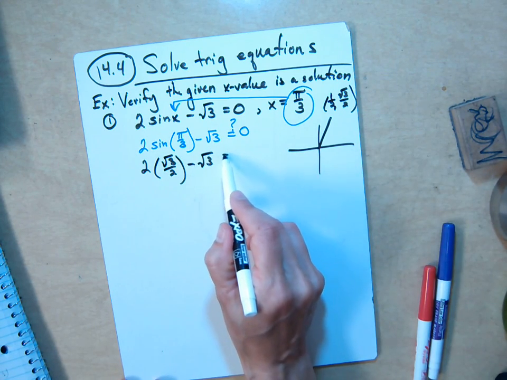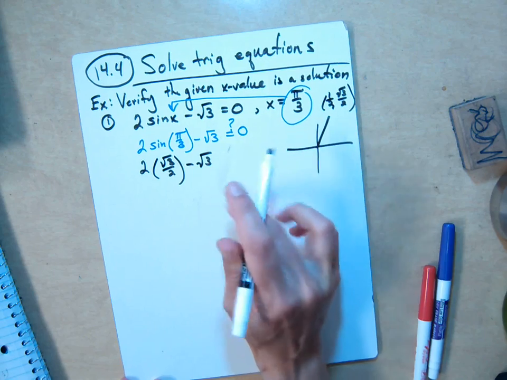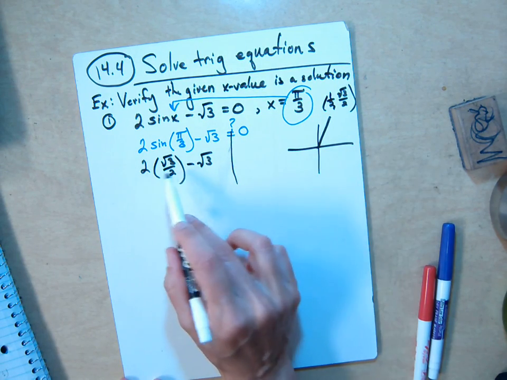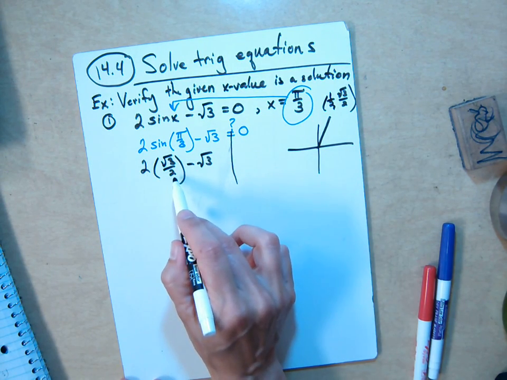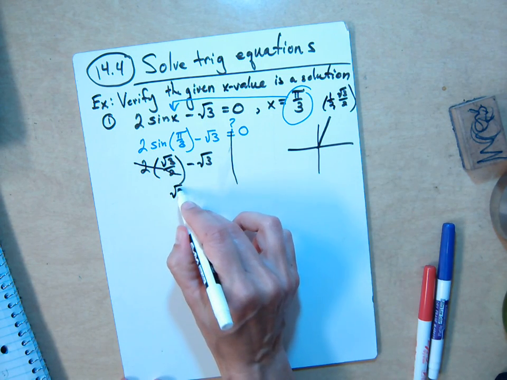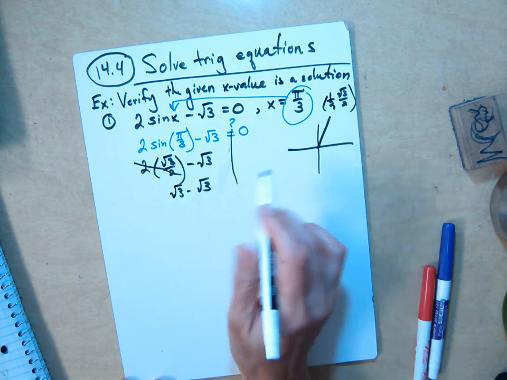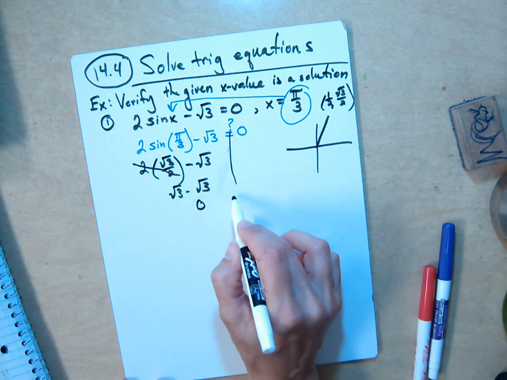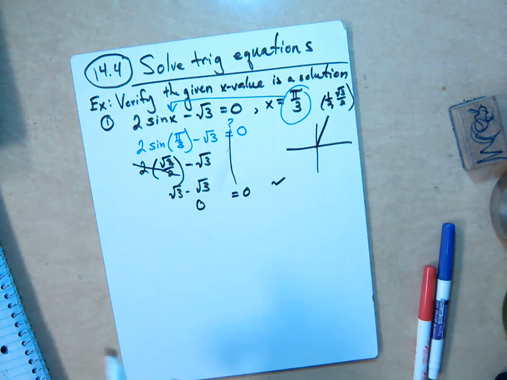So we're asking, is that equal to 0? Well, 2 divided by 2 is 1. You get root 3 minus root 3, which sure enough is 0. So yes, we verified that is one solution. Now there very well may be, and there are, more solutions, but we were just asked to verify.